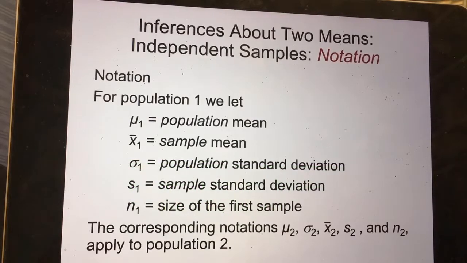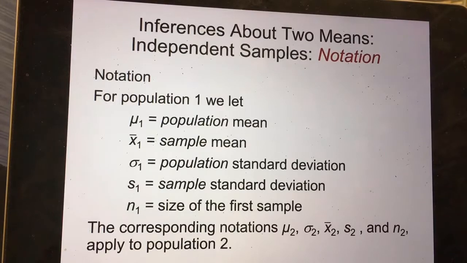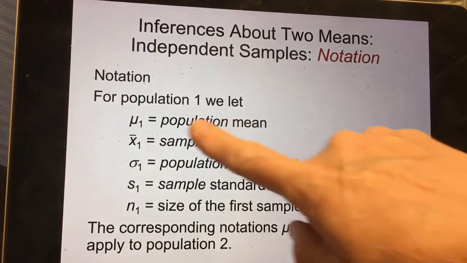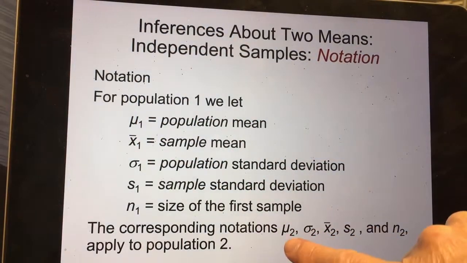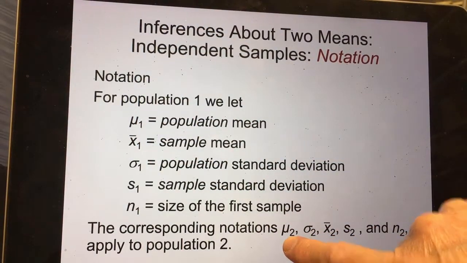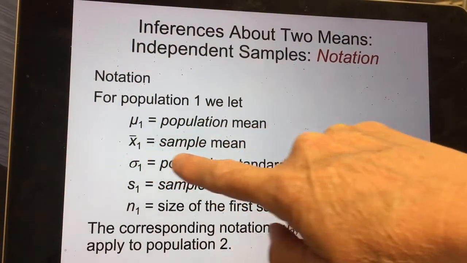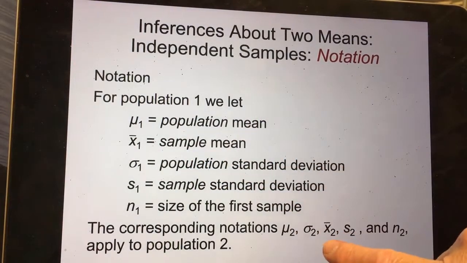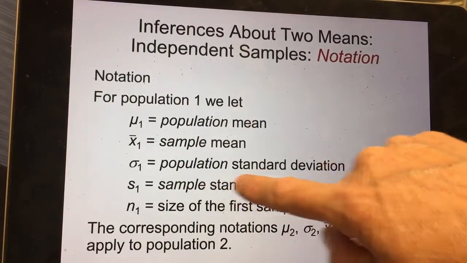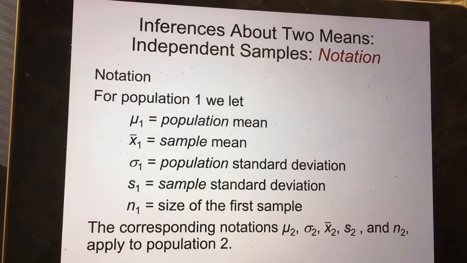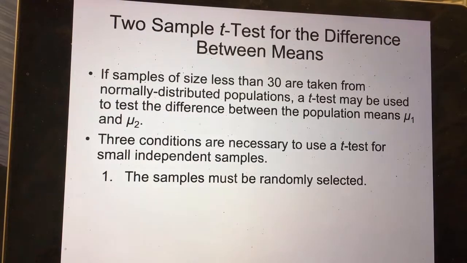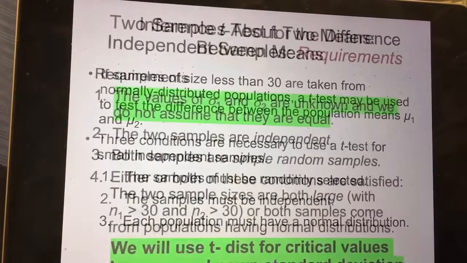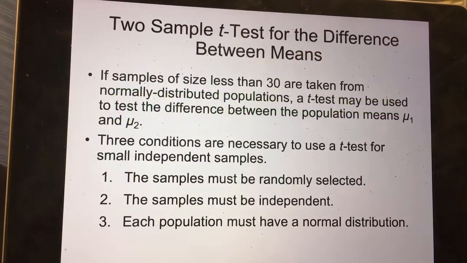So here are your notation items. Mu1, population mean of the first sample. Mu2, population mean of the second sample. X bar 1, sample mean. X bar 2, sample mean of the second situation, and so forth. So that's your notation.